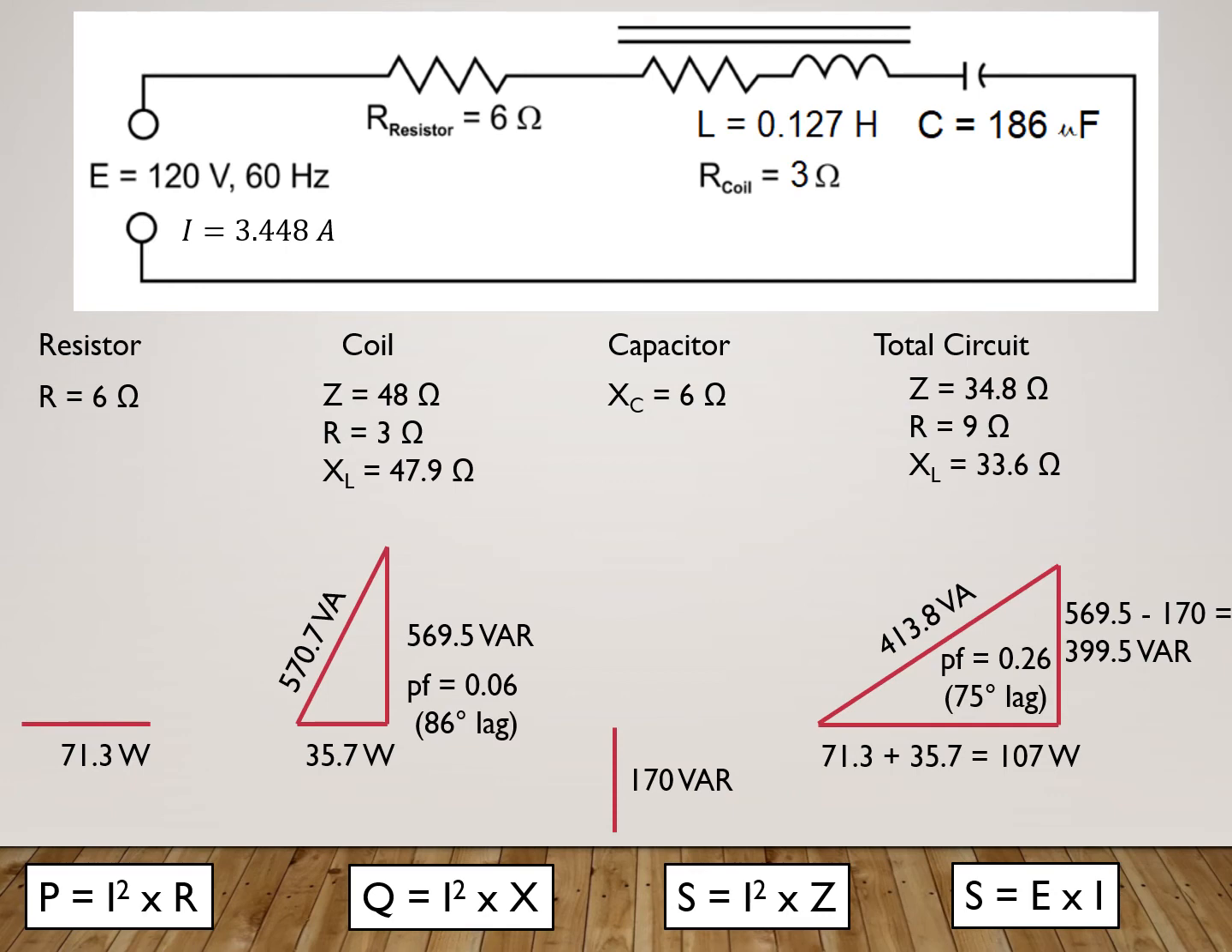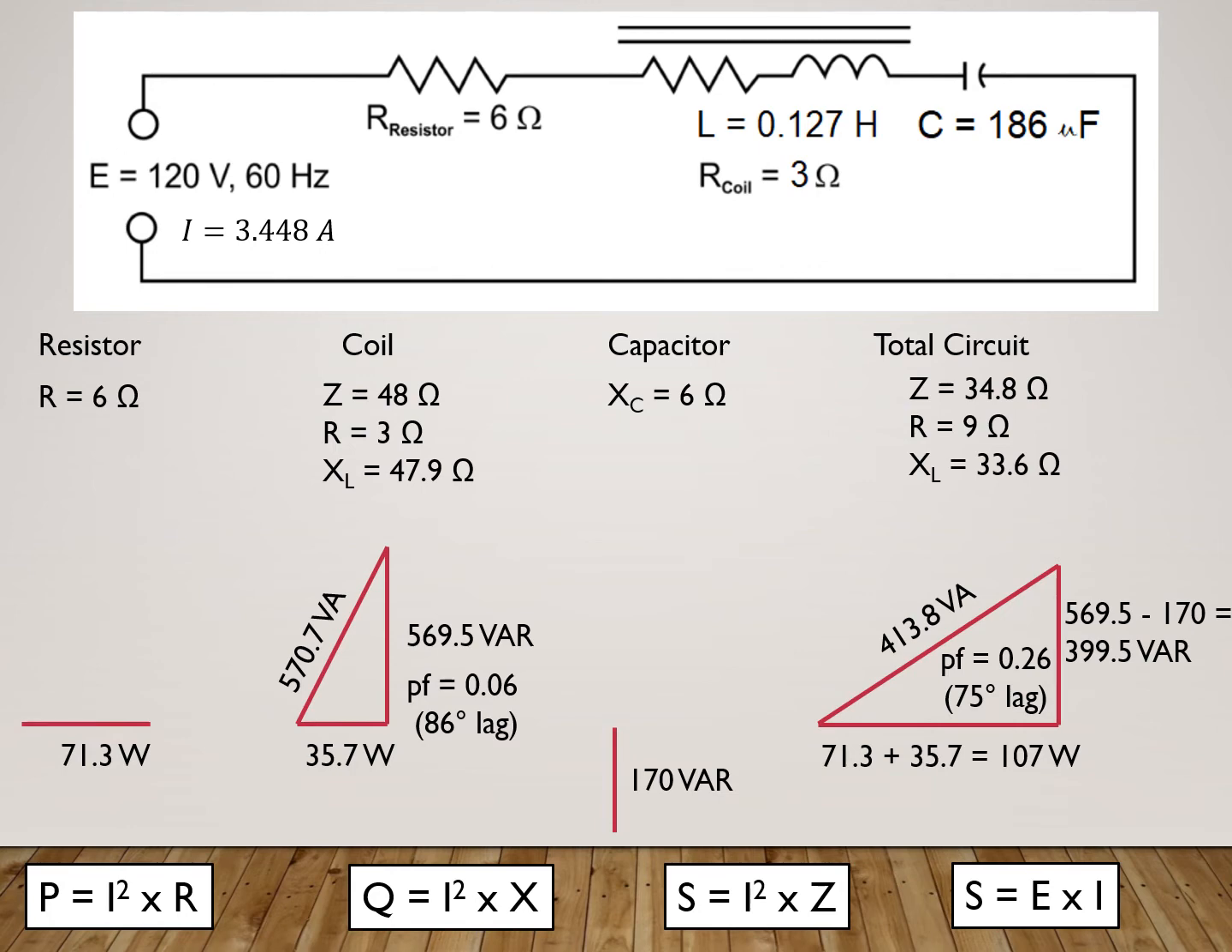To calculate what my power factor is, I simply take my horizontal divided by my hypotenuse, or my watts divided by my VA, or my resistance divided by my impedance, whatever formula you want to use. It's the horizontal divided by the hypotenuse. So for my coil, I get a power factor of 0.06, which translates into an 86-degree lag.